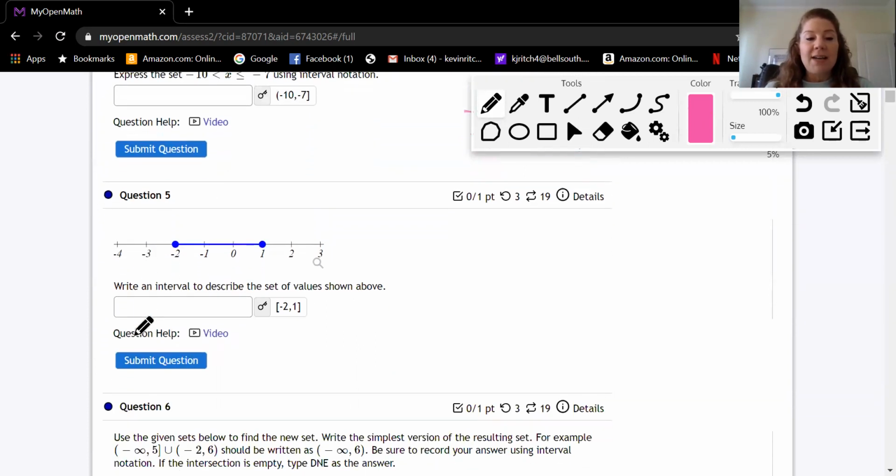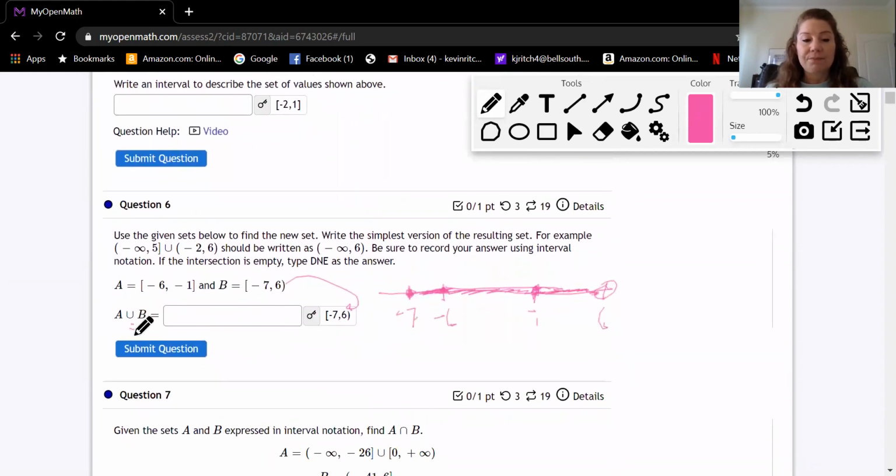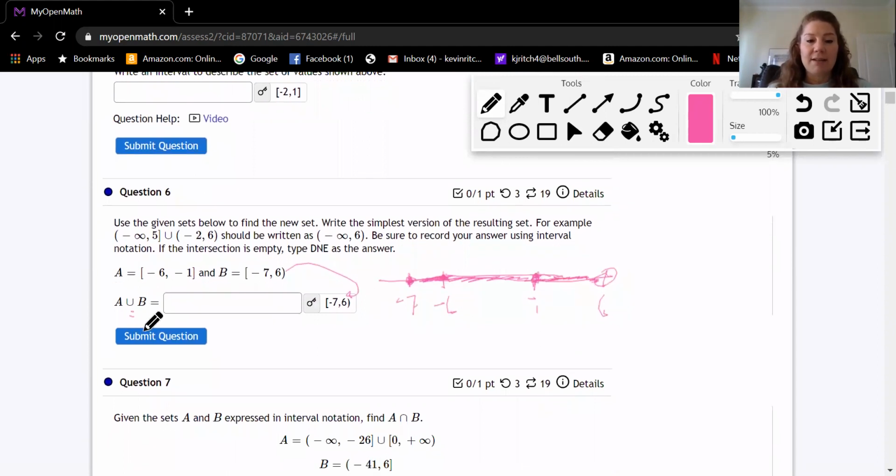All right, number 5, that is graphed for us. Those circles are both closed, so we know we're going to have brackets on both sides, from -2 to +1. Oh my goodness, I thought I erased that. I'm sorry. But anyway, so number 6 is asking about the union of A and B.